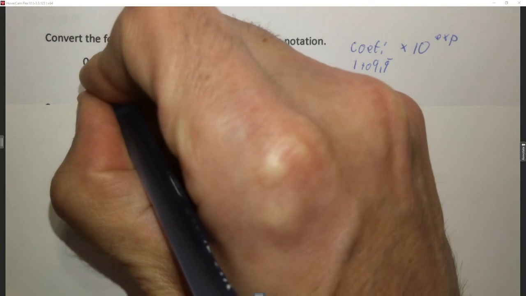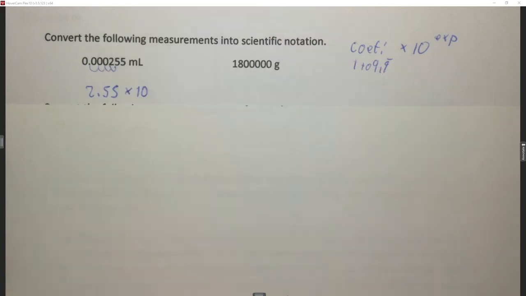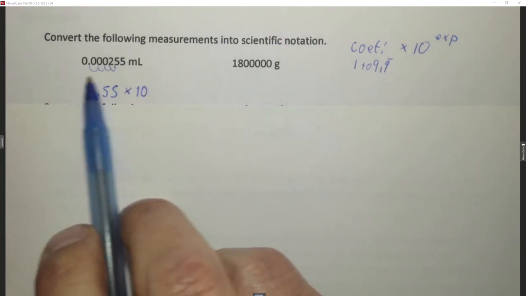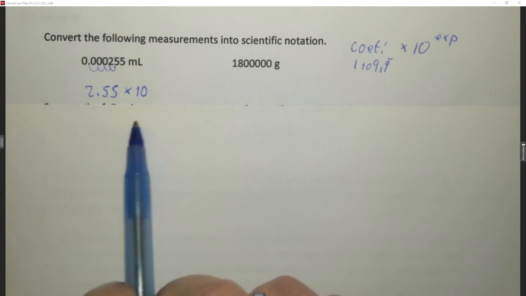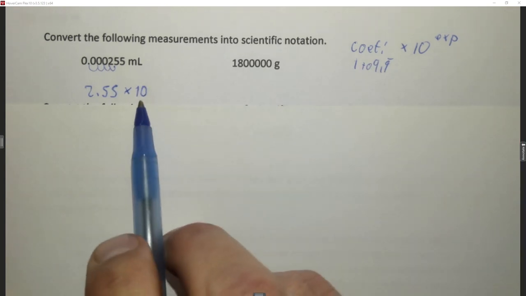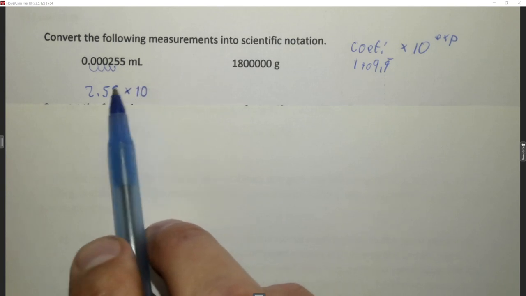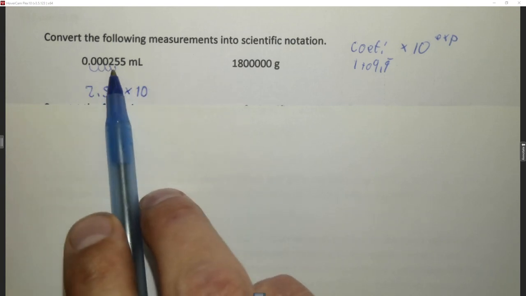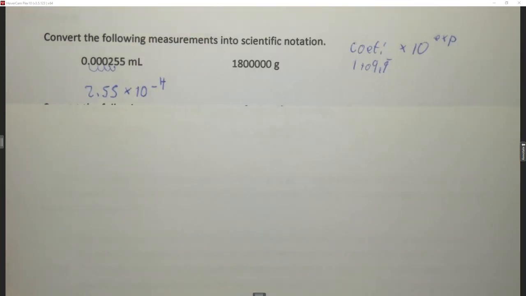So we moved it 1, 2, 3, 4 times. So we need to move the decimal place 4 times, or we need to multiply this by 10 to the minus 4th power is what it'll end up being. Now the question becomes, should it be a positive 4 or a negative 4? Since this number is much smaller than 1, this is going to be a minus 4. Note that the units stay.